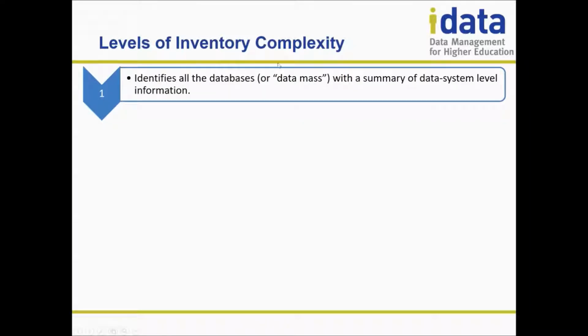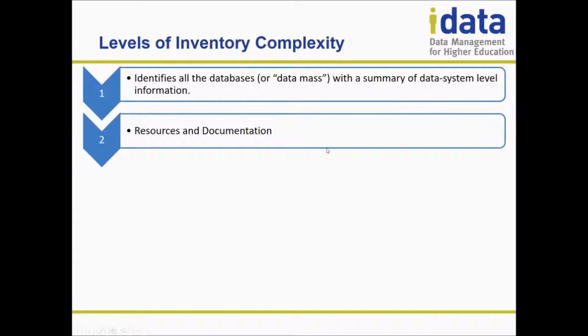So the first thing is to have your inventory that identifies all the databases or data masses. That's a term I also borrowed from that BI network. We call them protocol type things. You don't have access to a database, but there's data there that you need to interact with. So identify all the databases or data masses with some sort of summary of data system level information. We're going to talk in a minute about a number of examples of what the data system level information is. So that's the least complex thing. I'm just going to create an inventory of my stuff and what its name is and all that.